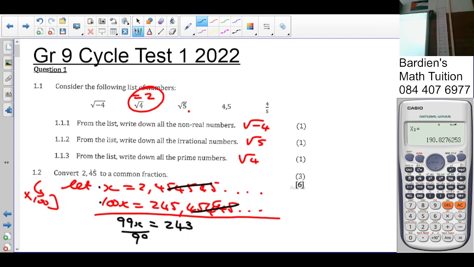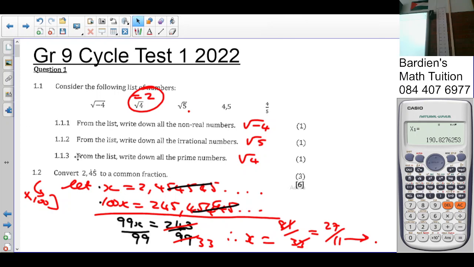So I divide by 99 both sides. Therefore x is equal to 243 over 99. 3 goes into 243, 81 times, and 3 goes into 99, 33 times. 3 goes again into that: 3 goes into 81, 27 times, and 3 goes into 33, 11 times. So that answer is of course 27 over 11. Alright, so let's carry on.